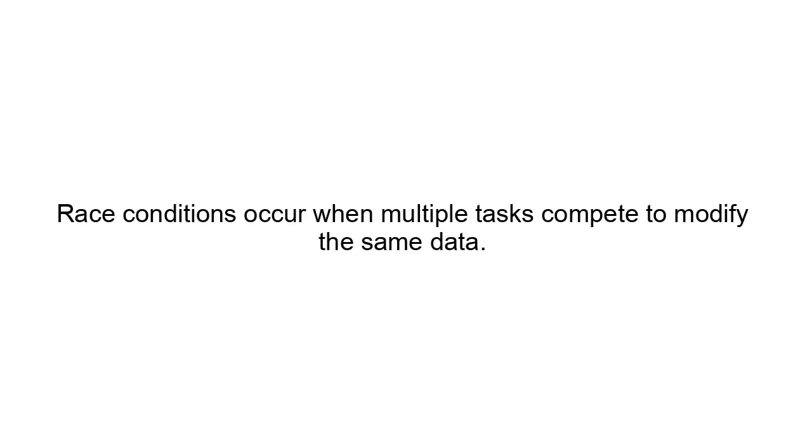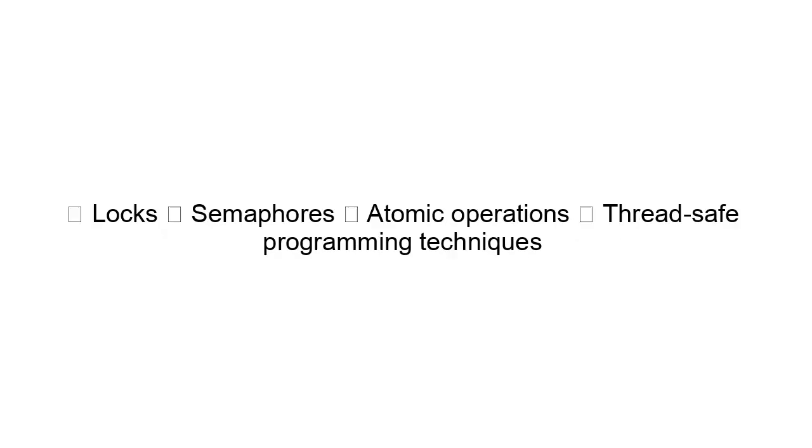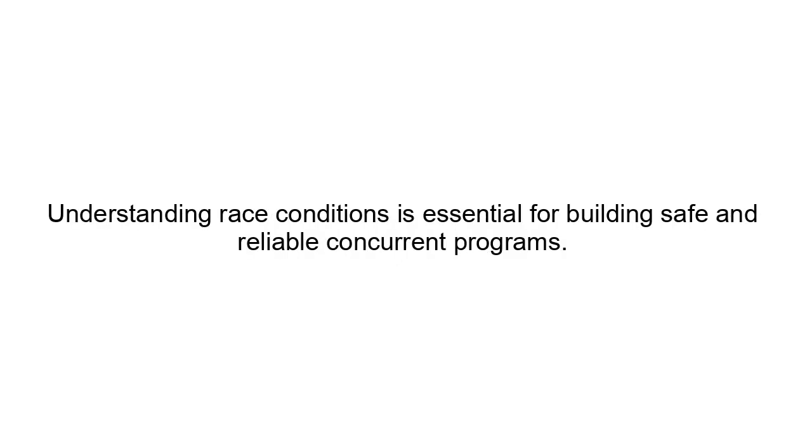Final summary. Race conditions occur when multiple tasks compete to modify the same data. This can cause incorrect program results, unpredictable behavior, and data corruption. To prevent race conditions, developers use locks, semaphores, atomic operations, and thread-safe programming techniques. Understanding race conditions is essential for building safe and reliable concurrent programs.